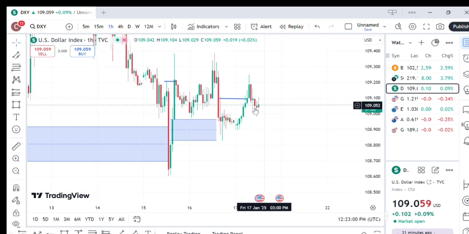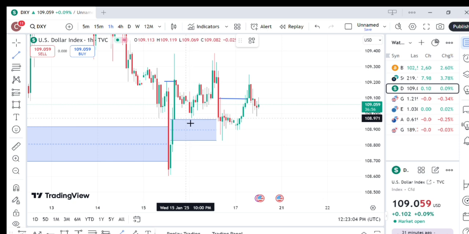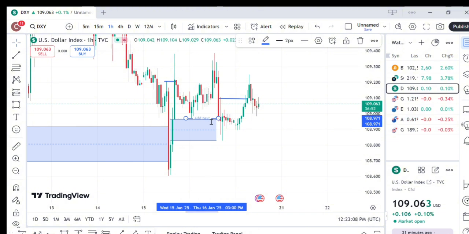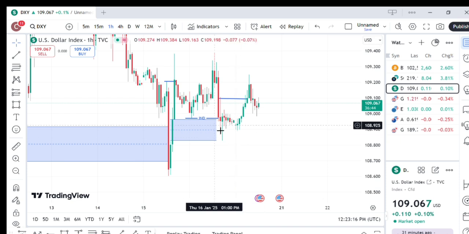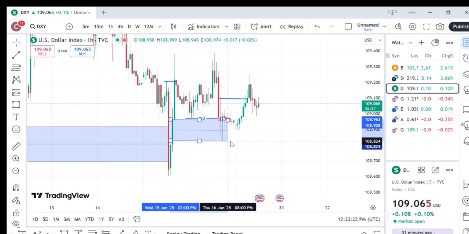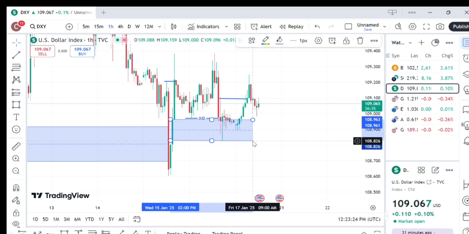So let me take this out. It came back to induce. This is inducement. The price came back to induce. You can just put it, okay, IND, inducement. Then the price traded fully into this fair value gap.